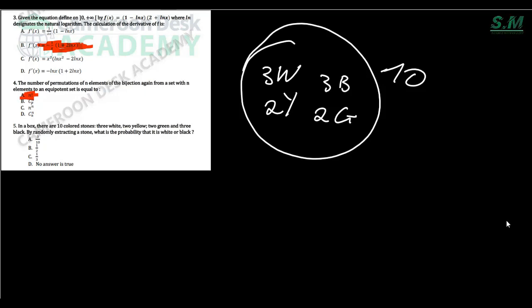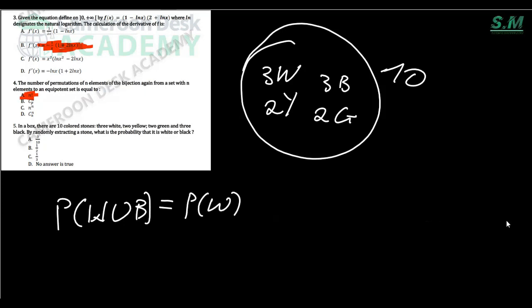Now we are going to notice that these 2 events are mutually exclusive. Now the question says, by randomly extracting a stone, what is the probability that it is white or black? So the chances that we are going to pick a white stone or a black stone will definitely be equal to... since these 2 events are exclusive, the probability of W union B will simply be equal to the sum of their respective probabilities. That's P of W plus P of B. So those are the chances that I can pick a white or a black stone.